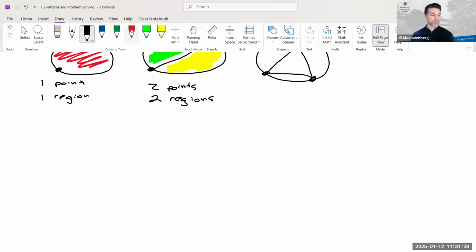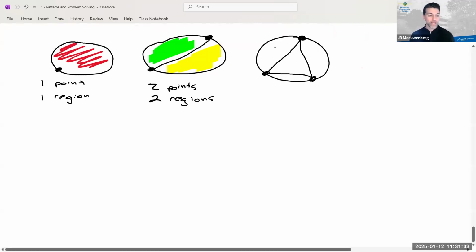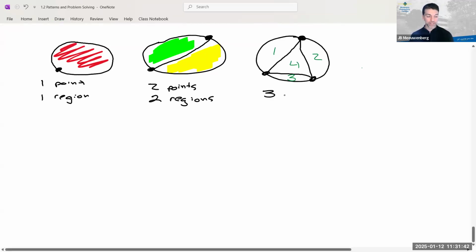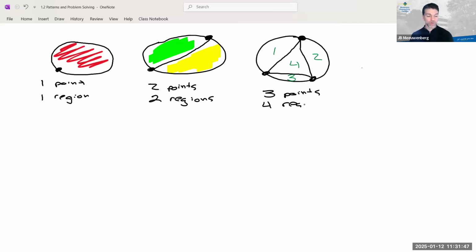It's going to be a little hard to start doing these highlighting, so I think I'll just number them. Here's 1, here's 2, here's 3, and here's 4. So if I make 3 points on my circle, I ended up with 4 regions. Do you start to notice any observable pattern between the number of points and maybe some sequence in the number of regions? 1 point, 2 points, 3 points: 1 region, 2 regions, 4 regions.